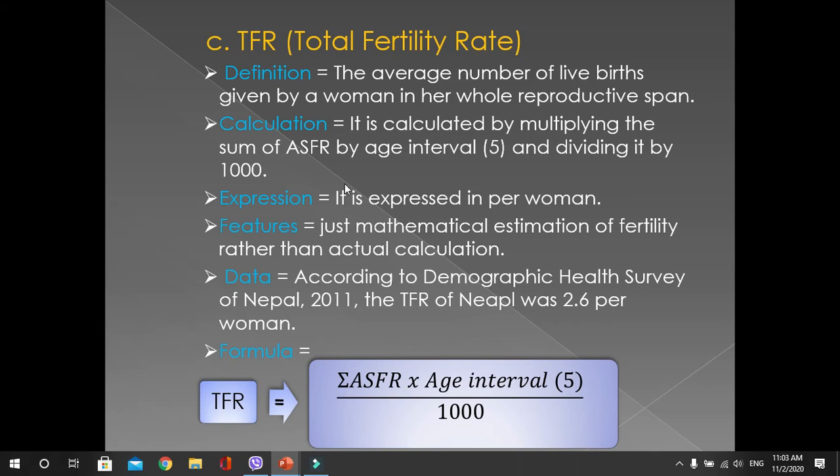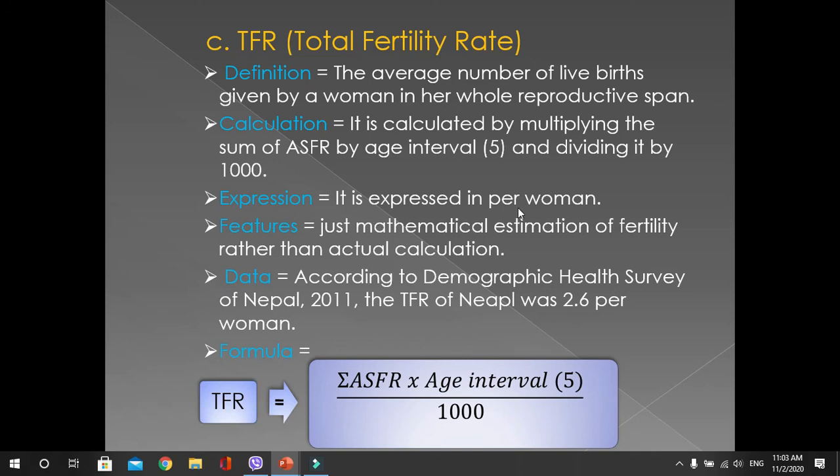So what exactly is TFR? Look at the definition. TFR is the average number of live births given by a woman in her whole reproductive span. Reproductive span means 15 to 49 years. So in this reproductive span, how many live births can a woman give on average? That is the total fertility rate. So this is expressed per woman, not per 1000.